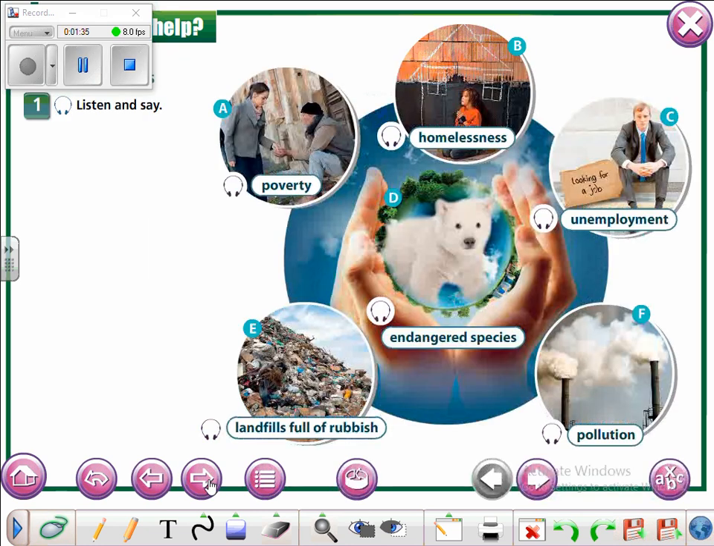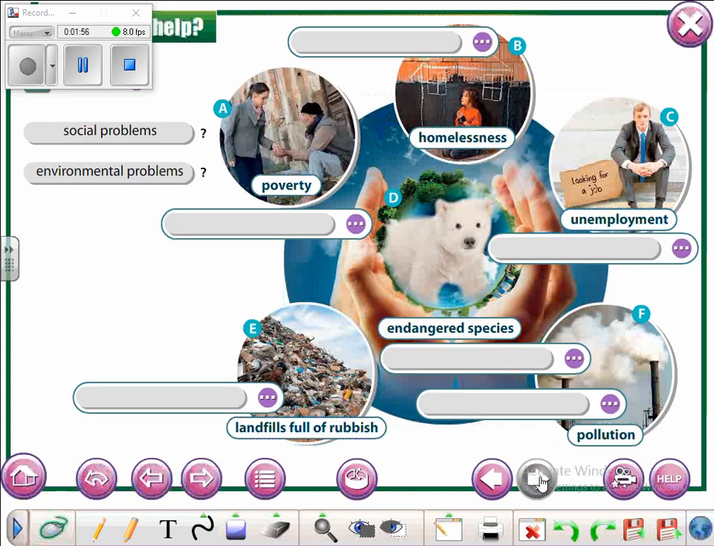Great. So first of all, we're going to look at some world issues, which you can find in all countries around the world. You can find poverty, homelessness, unemployment, landfills of rubbish, endangered species, and pollution. But now I want you to categorize them. Which of them are social problems and which of them are environmental problems?